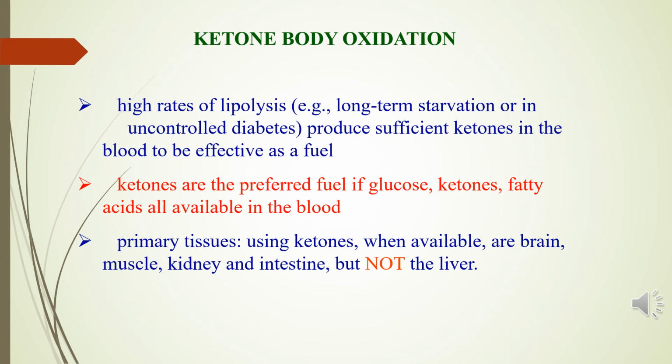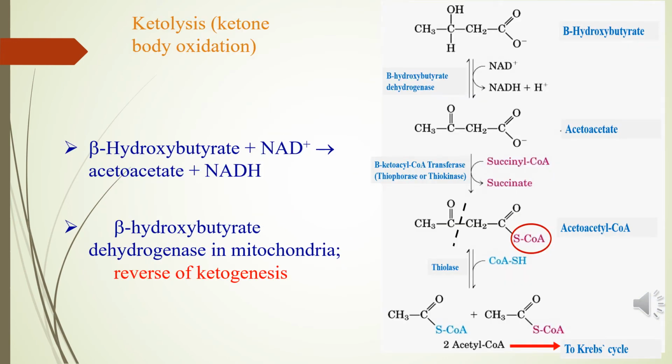Ketone bodies are acidic compounds, but they are preferred fuel for some cells, especially the brain cells, skeletal muscle cells, kidney, and intestine. These ketone bodies are preferred even if glucose is present. So they are used by the brain cells, but they are not used by liver cells. But how does ketolysis occur?